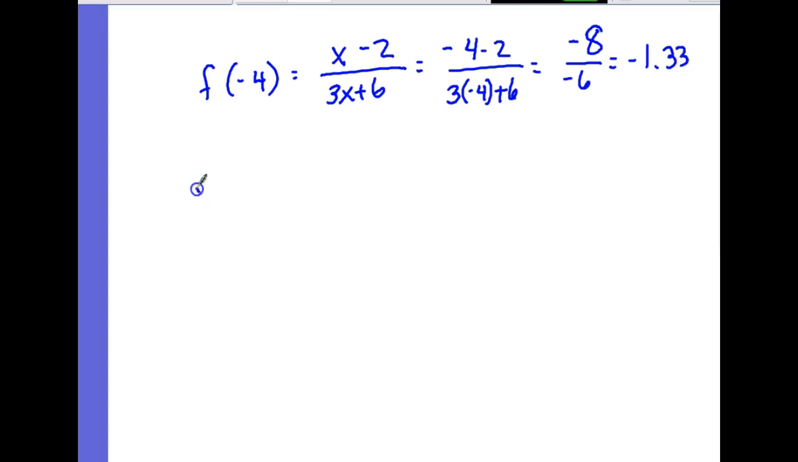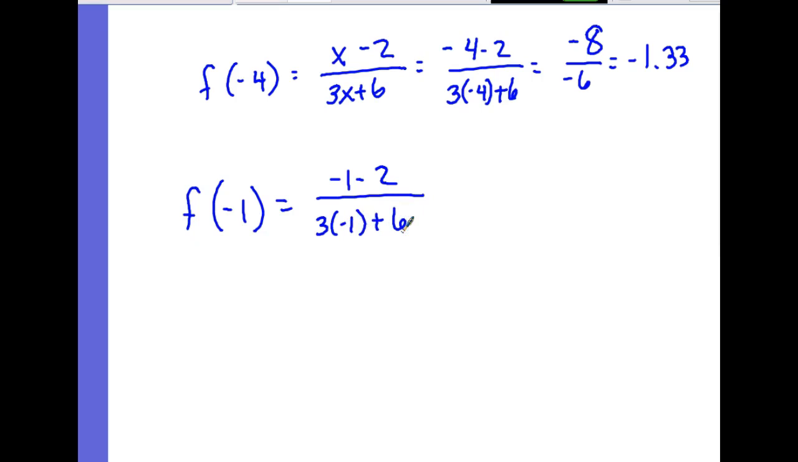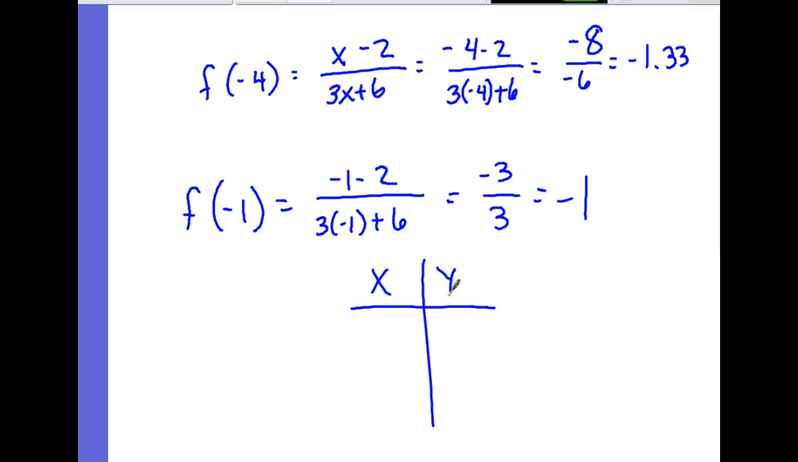I could also calculate f of -1. That's going to be -1 minus 2 over 3 times -1 plus 6. That's going to be a 3 on the bottom and a -3 on the top, and so that's going to be -1. So in your XY table, -4 is going to go with -1.33, and -1 is going to go with -1. That gives you a couple more points to figure out on your graph.